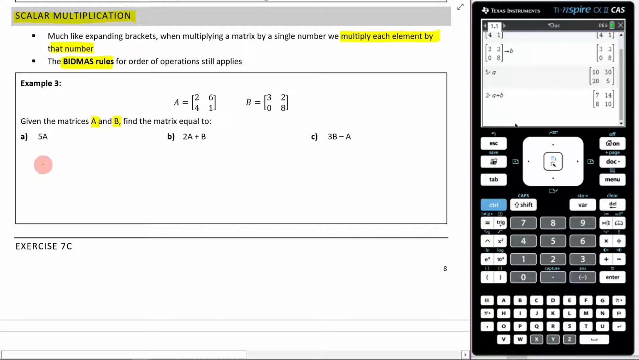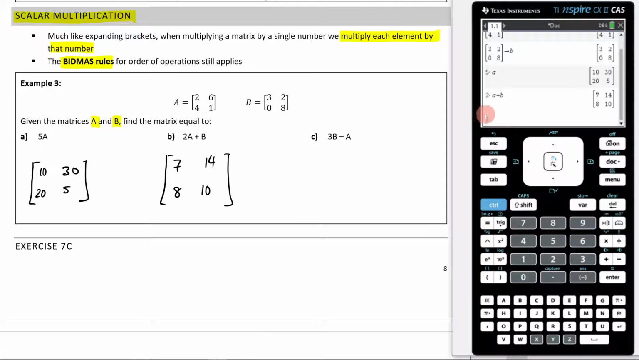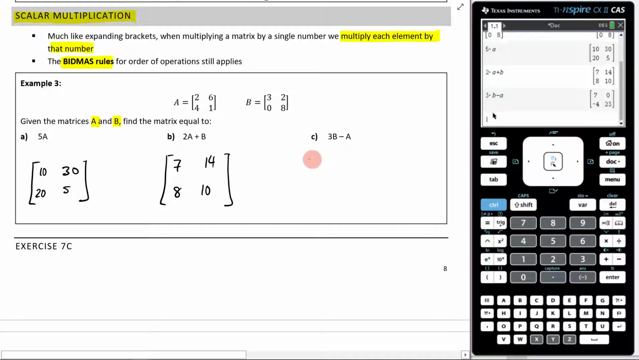All right, so let's just write in these answers. So for my first one, using my CAS, it was 10, 30, 25. And then this one was 7, 14, 8, 10. And then for my last one here, you should see if you can use your CAS. 3B minus A. It's going to be 7, 0, negative 4, 23.